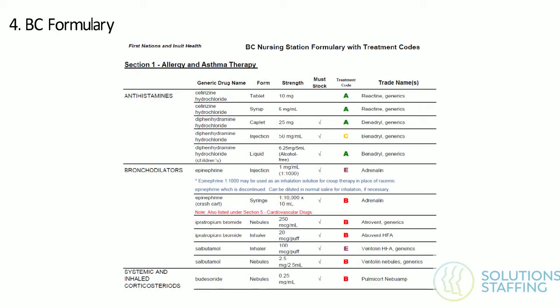Finally, the BC formulary. As we previously noted in this course, these contain treatment codes A to E for each medication in the clinic. We will go over using them later in conjunction with the DSTs and CPGs. Again, these are the 4 resources that will form the basis of your practice in remote areas.